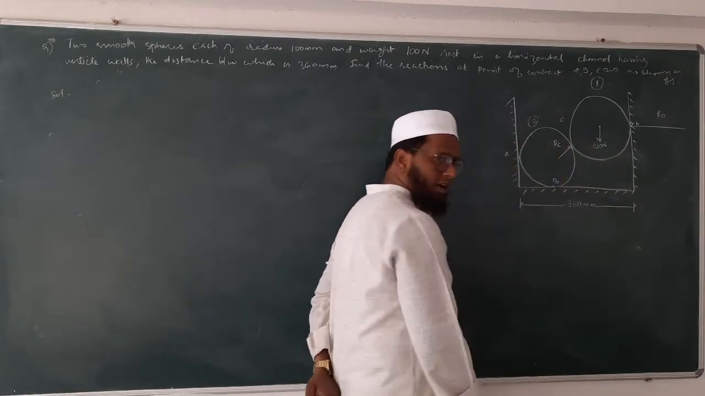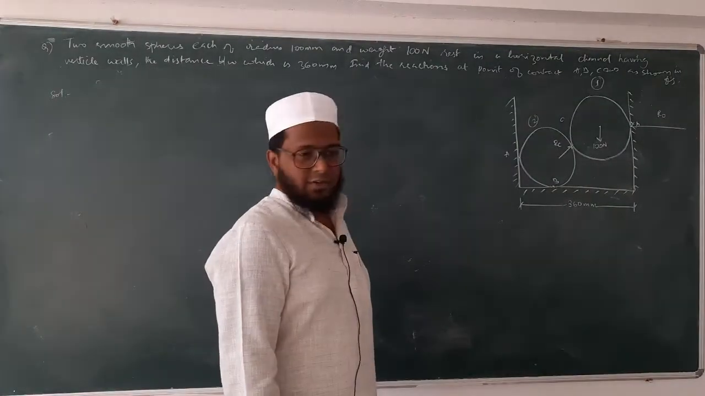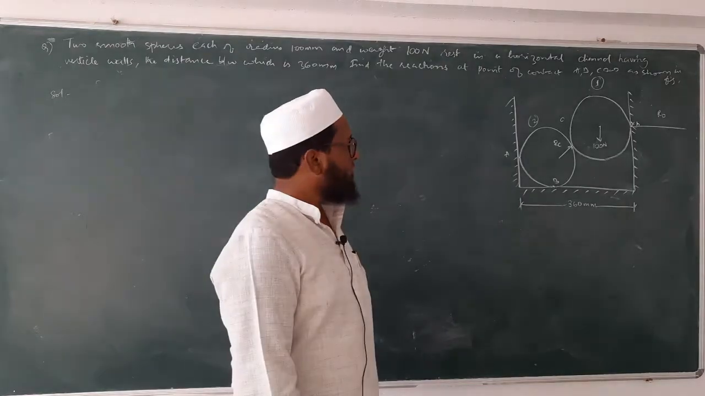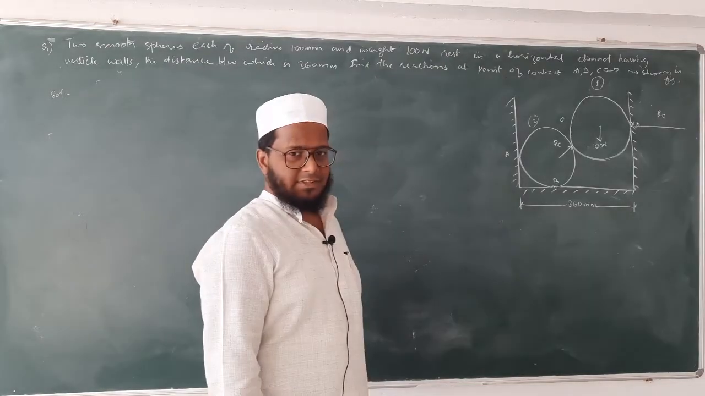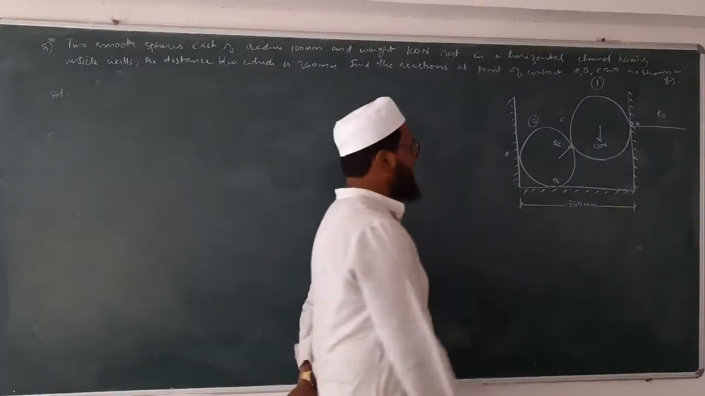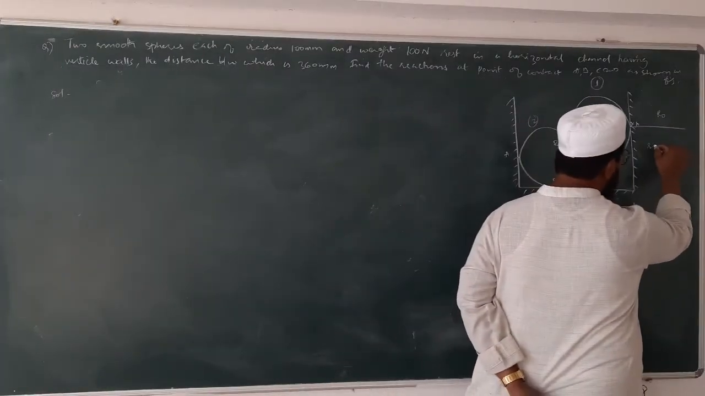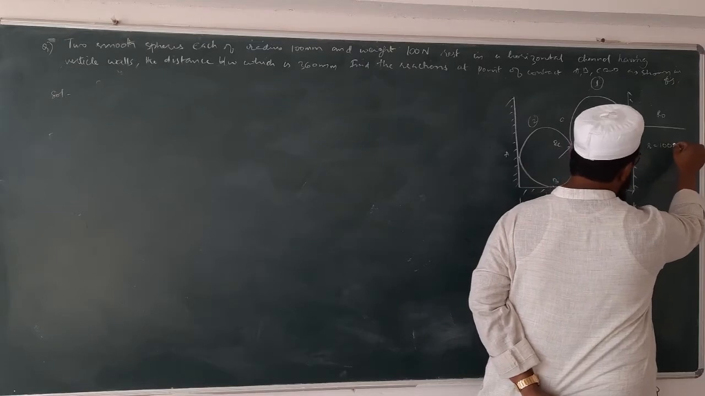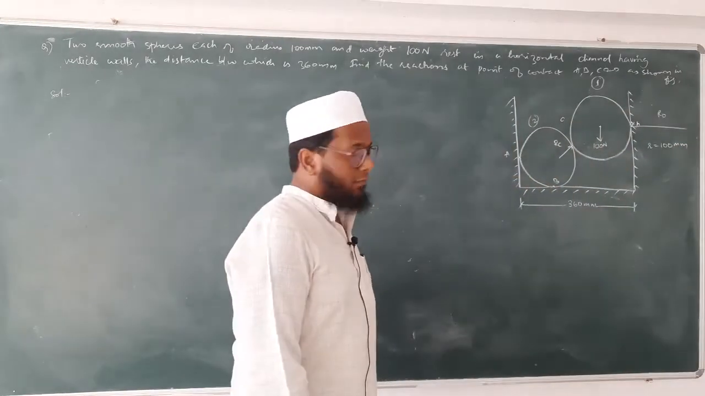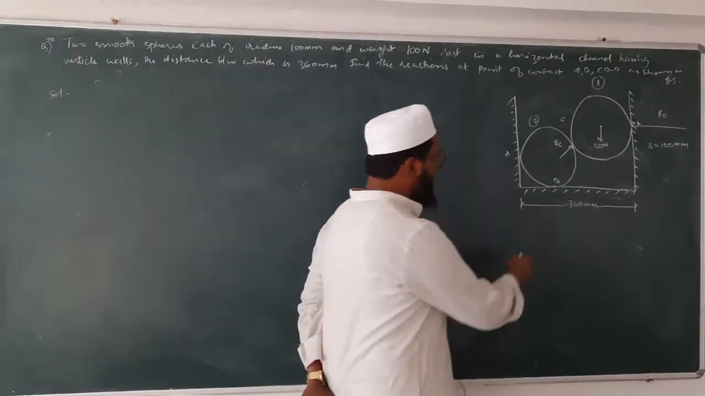This is RC. Now what is the inclination of RC? How to calculate the inclination of RC? Radius is given to us. What is the radius of the sphere given? 100 millimeters. Now see here carefully how to calculate the inclination of RC.